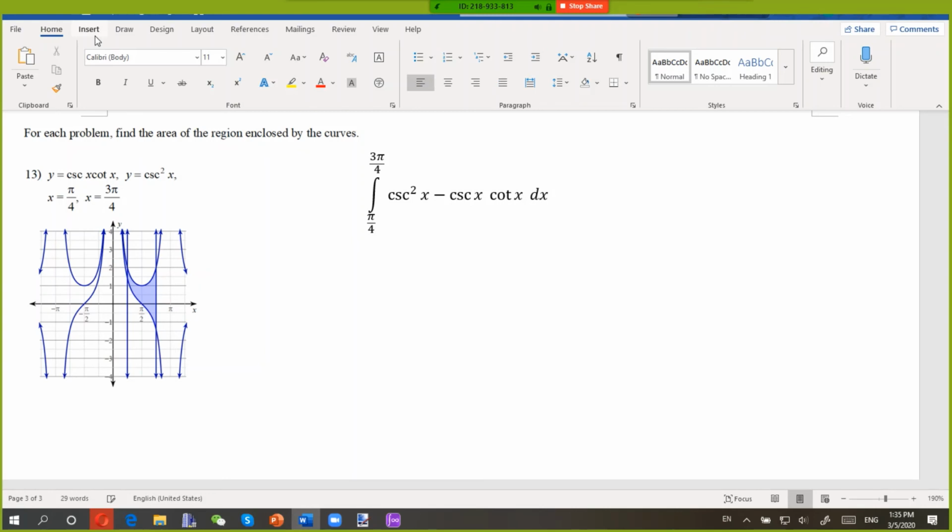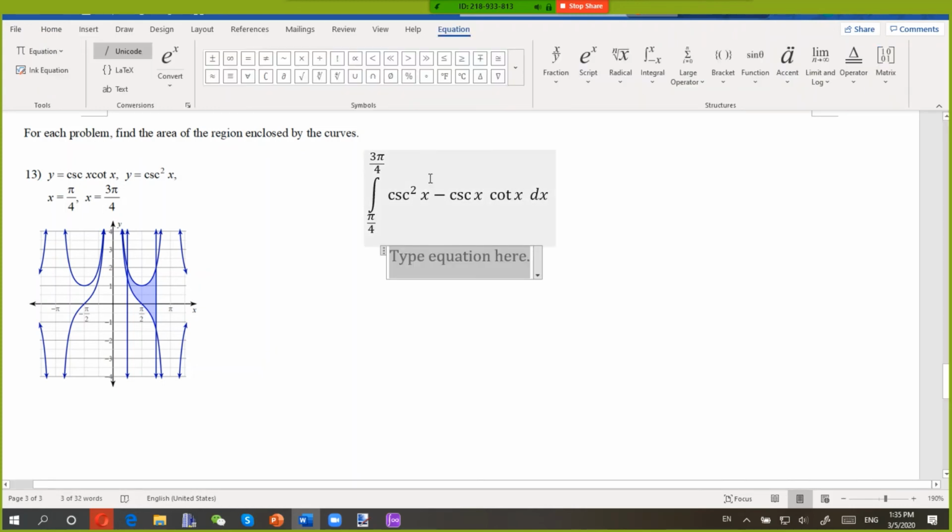Okay, so here it is again. Insert equation. Okay, so I'm going to integrate this. If I integrate cosecant squared, what function could I derive in order to get cosecant squared? Tangent. If I derive tangent, I get secant squared. Oh, secant squared, sorry. Negative cotangent? Negative cotangent, perfect.